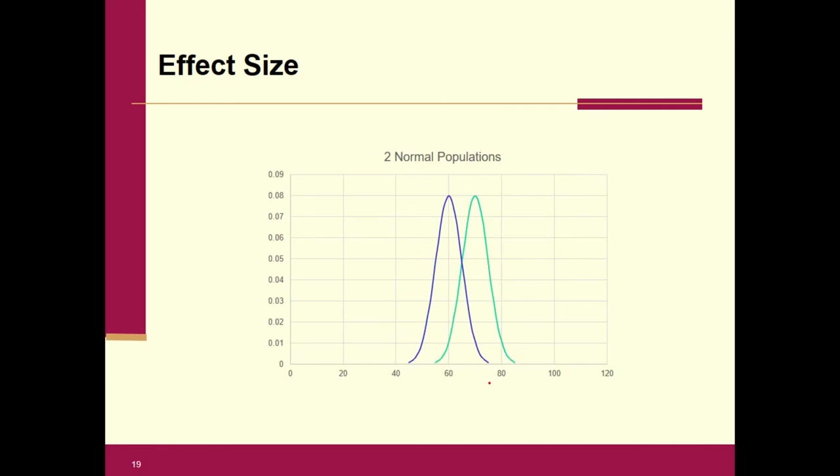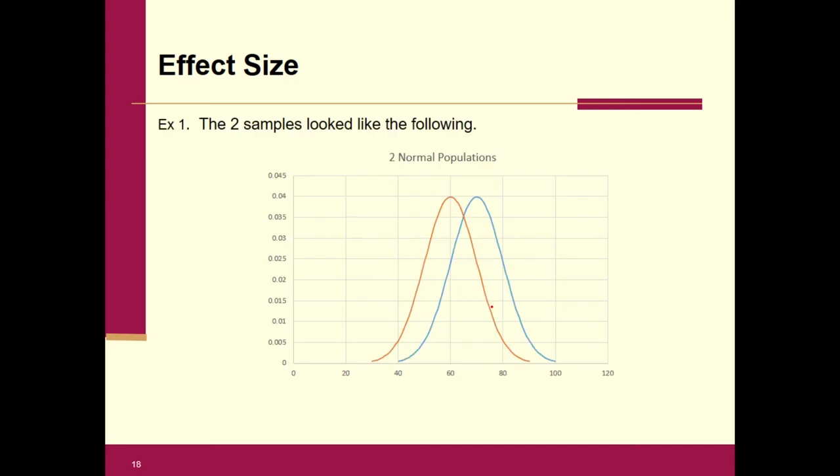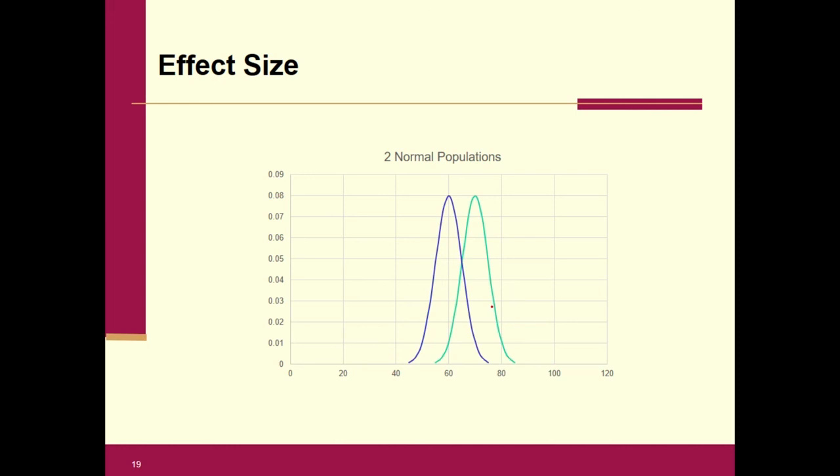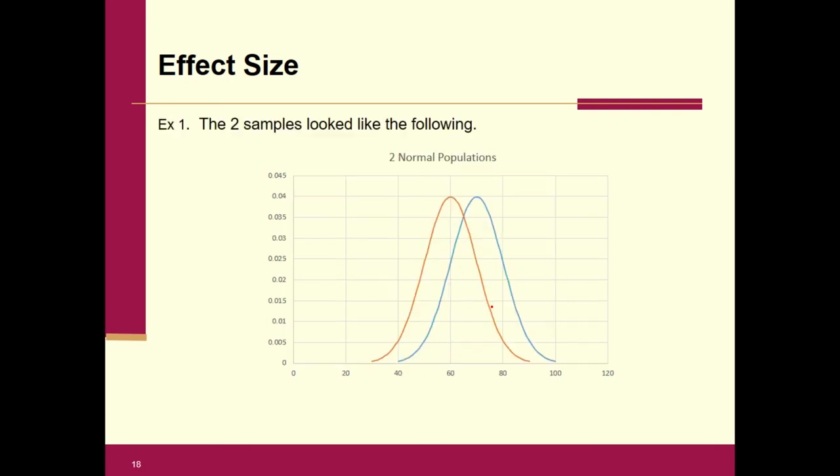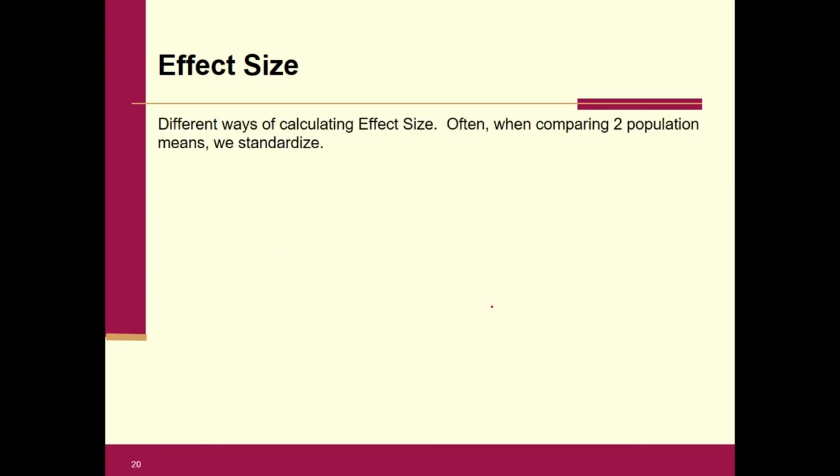Now let's say that we took a look at these guys. Here, this one is still centered at 70, and this one is still centered at 60. But what happened to the standard deviations? The standard deviations are getting a little bit smaller here versus over here. So smaller, but they're centered at exactly the same spot. And so what's going to happen here is the effect size will be higher between these two versus these two. And I'll show you how to calculate the effect size.